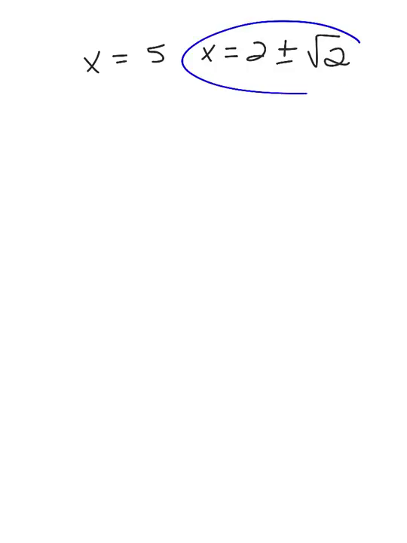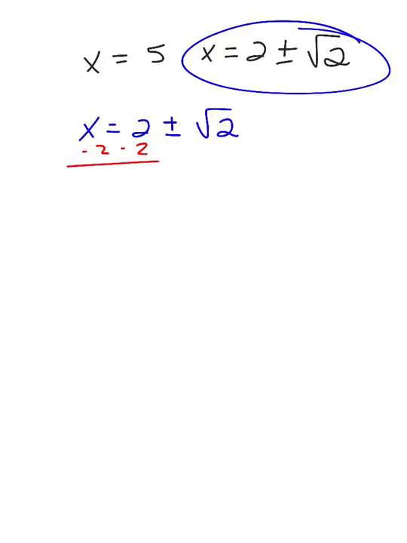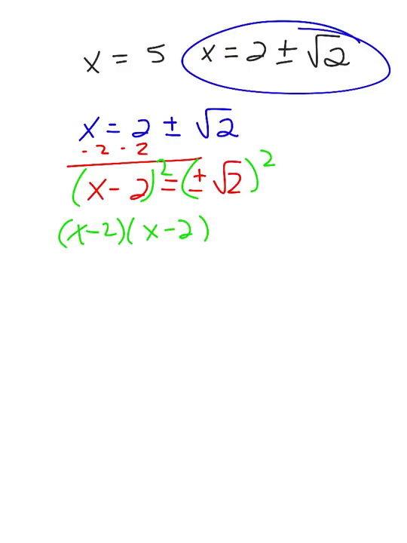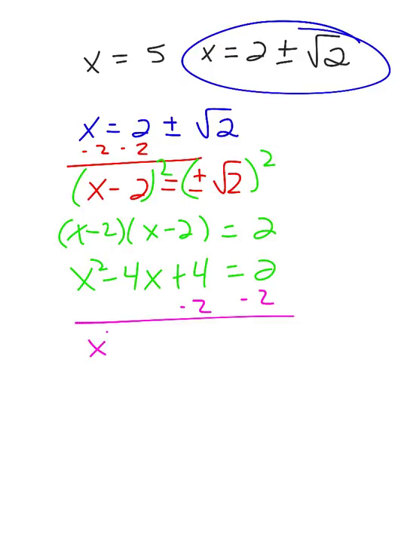All right, so my zeros are x equals 5, and x is equal to 2 plus minus the square root of 2. So I'm going to start with this first. x equals 2 plus minus the square root of 2. I'm going to minus 2 from both sides. x minus 2 equals plus minus the square root of 2. To get rid of the square root, we square both sides. So I have x minus 2 times x minus 2 equals 2. So it's x squared minus 4x plus 4 equals 2. Minus 2, so I get x squared minus 4x plus 2 equals 0.